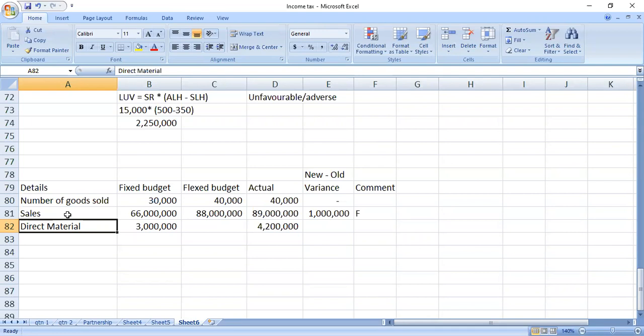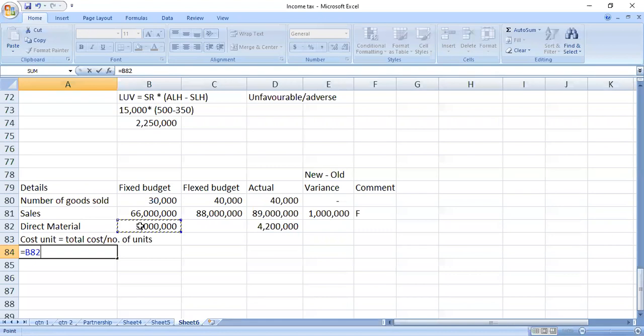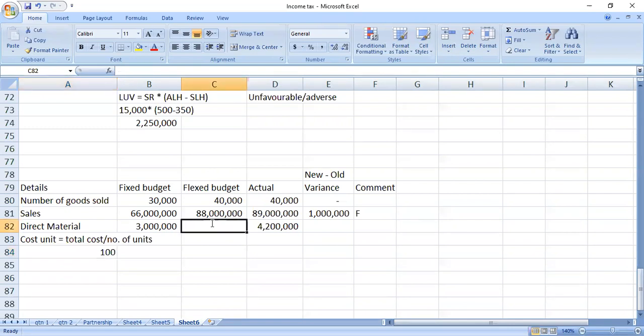So our intention is to get the cost per unit, and just like the selling price per unit, it's given by the total cost divided by the level of activity or the number of units. In this case our total cost for direct labor is 3M. Level of activity is 30. You're getting 100. So this is the cost per unit. So what is the cost when the level of activity is not 30 but rather 40? It's 100 times 40,000. As simple as that.